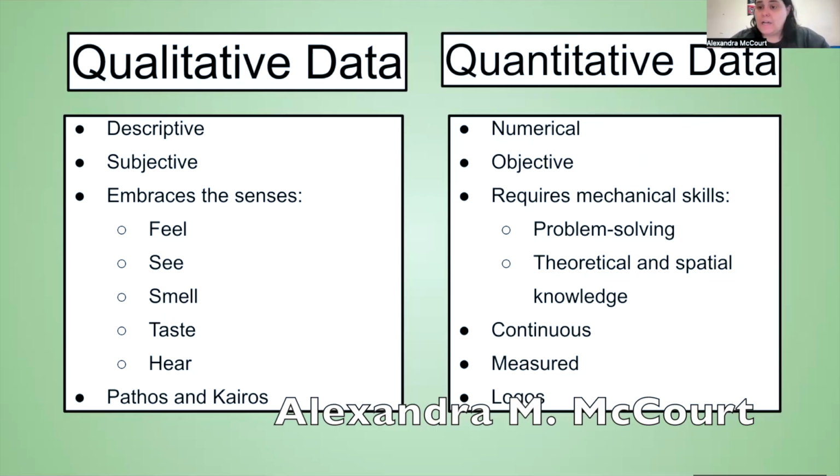Whereas with quantitative data, it's numerical, it's objective. It requires something that I like to refer to as mechanical skills. So think about problem solving or even theoretical and spatial knowledge. So you might need to understand a theory before you can apply that and solve a potential problem based off of the data. But also it's continuous, right? Because we are just collecting raw data and numerical values, it can always be measured and it can always be conducted and repeated in the same way.